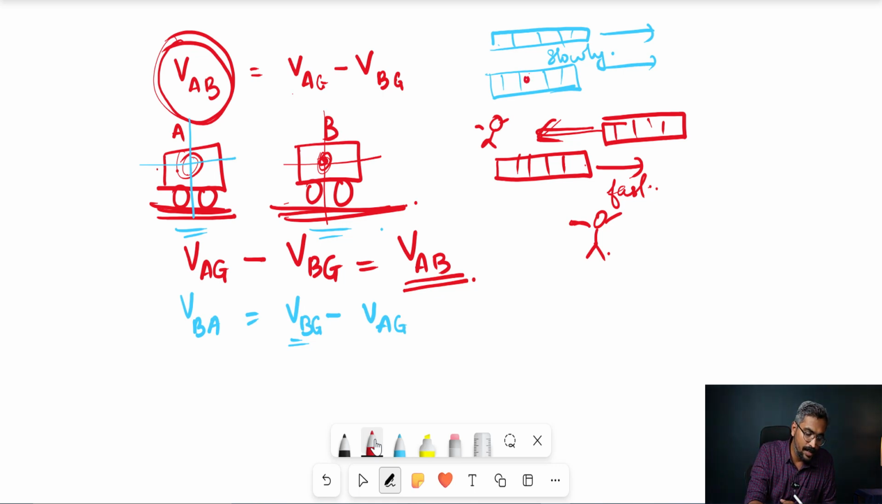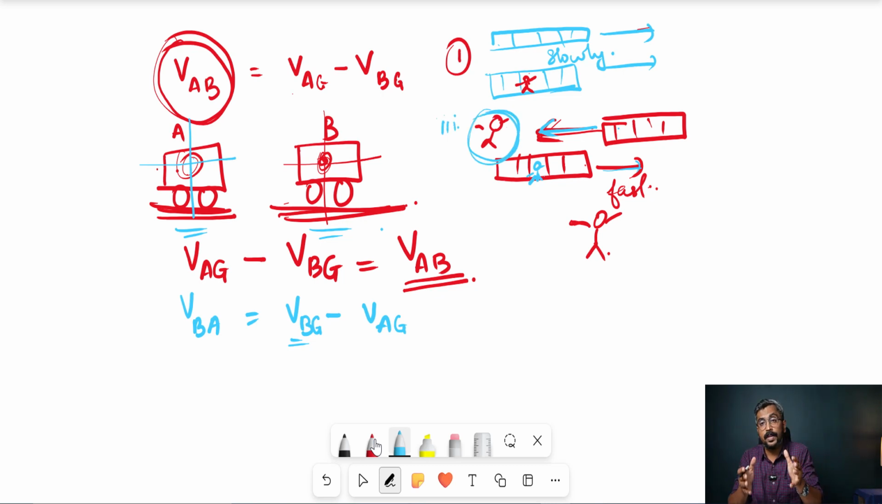If I take three scenarios. The first scenario, in which I am sitting inside one train and observing the other train which is moving in the same direction. The second case, I am sitting inside one train and observing the second train which is moving in the opposite direction. And the third scenario, I am standing outside and observing both trains. So what happens there?